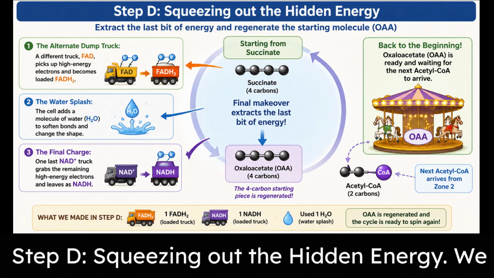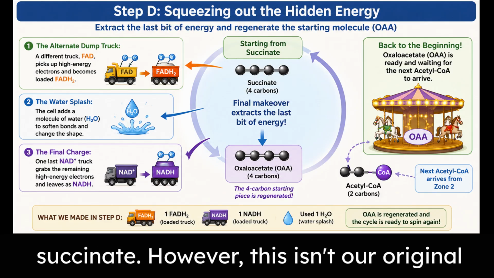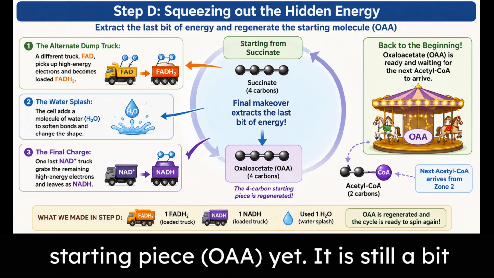Step D. Squeezing out the hidden energy. We are now left with a 4-carbon molecule, succinate. However, this isn't our original starting piece, OAA, yet.